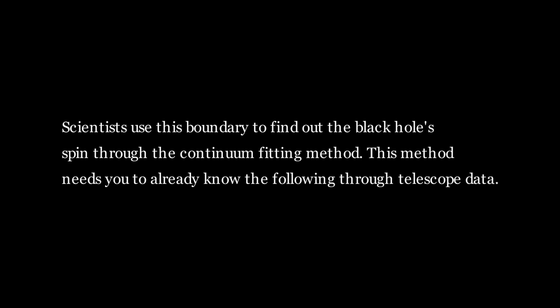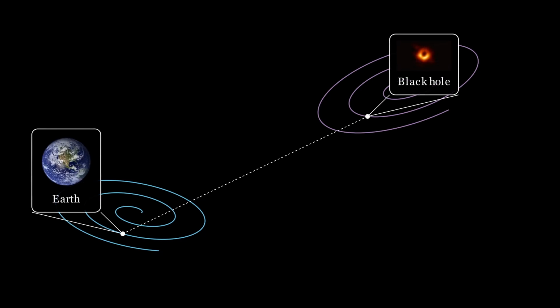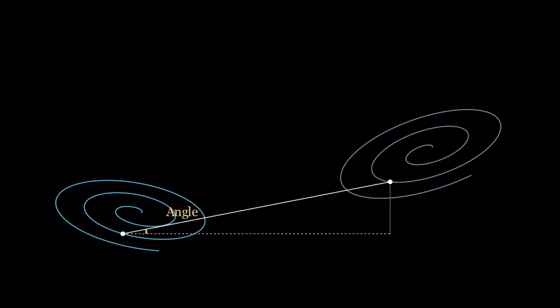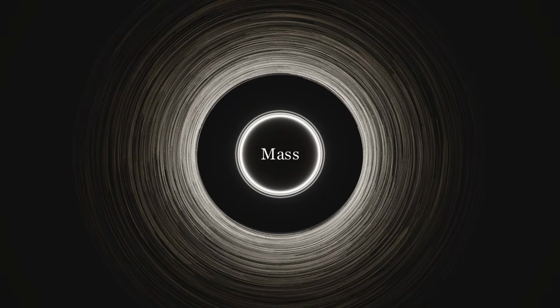Scientists use this boundary to find out a black hole's spin through the continuum fitting method. This method needs you to already know the following through telescope data. In inverse modeling terms, these are our observable variables: the distance of the black hole system from Earth, the angle of the accretion disk as seen from Earth, and the mass of the black hole.